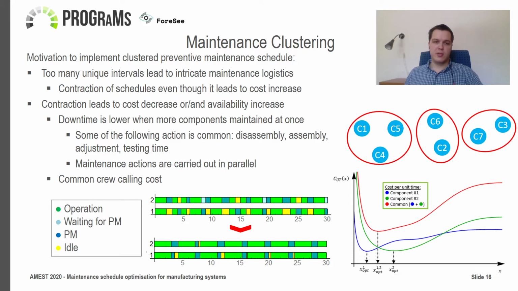Finally, if there is a fixed calling cost for all maintenance events, the grouping of actions can reduce the total calling costs as well. In the MSO optimization engine, the clustering is implemented as an extension of the genetic algorithm.